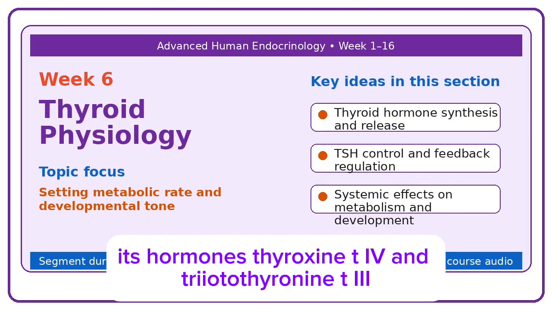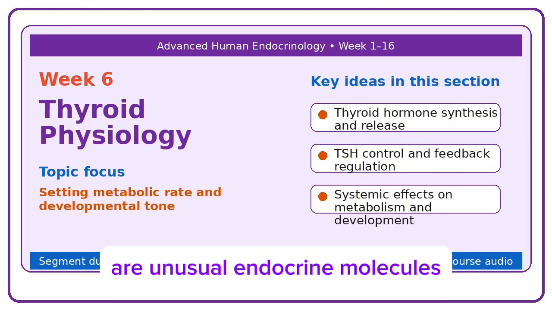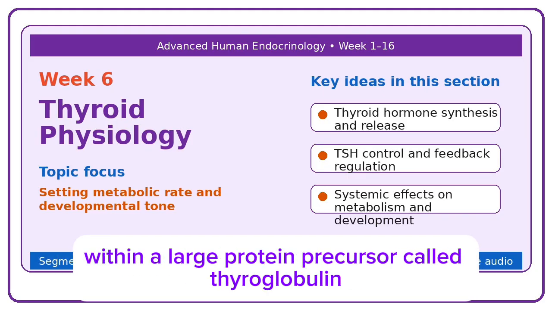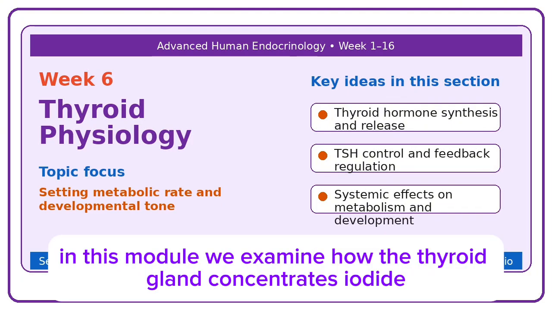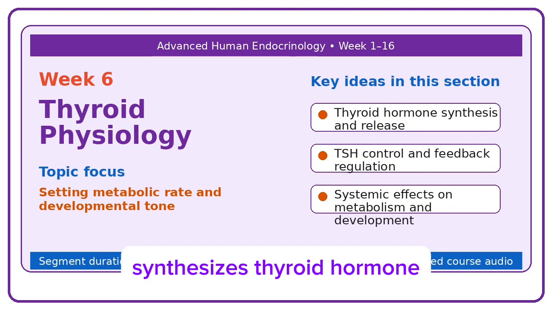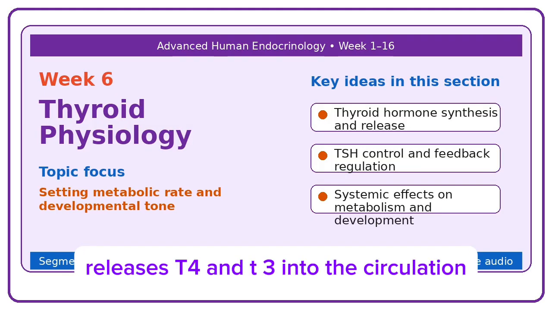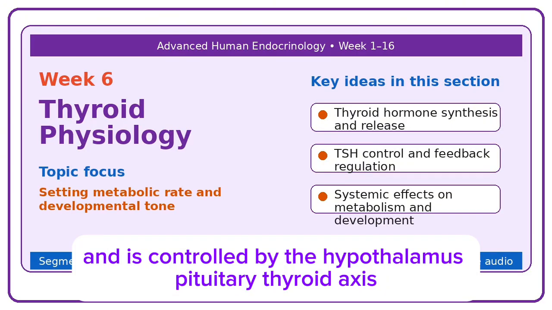Its hormones, thyroxine (T4) and triiodothyronine (T3), are unusual endocrine molecules because they are made from iodinated tyrosine residues within a large protein precursor called thyroglobulin. In this module, we examine how the thyroid gland concentrates iodide, synthesizes thyroid hormone, stores hormone in the follicular lumen, releases T4 and T3 into the circulation, and is controlled by the hypothalamus-pituitary-thyroid axis.